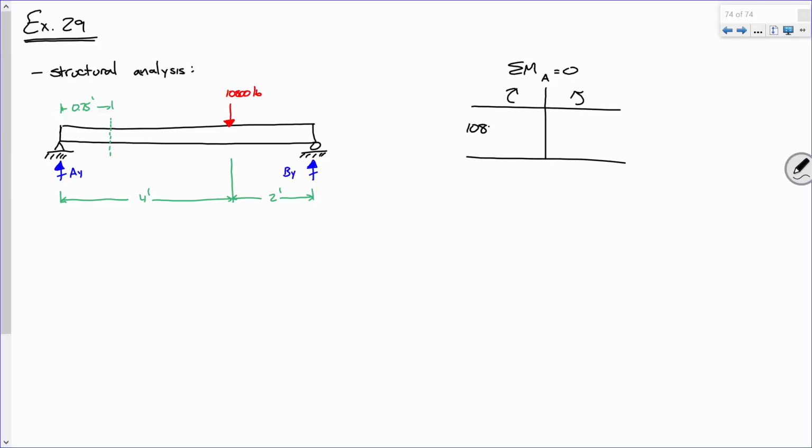Okay. Everybody okay with that? Now, next one, we've got BY. It's got to resist that. Moment arm of what? All right. So on the right, BY times 6 feet. What is that? 43,200?